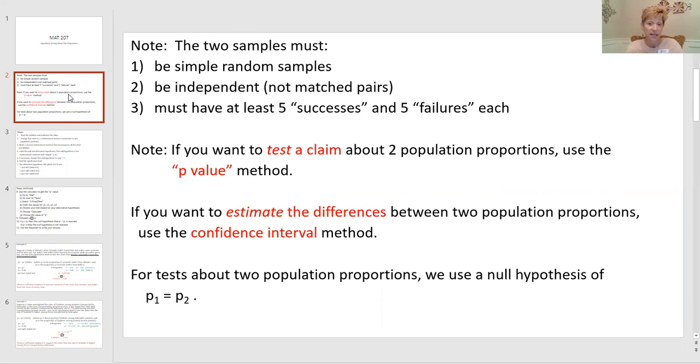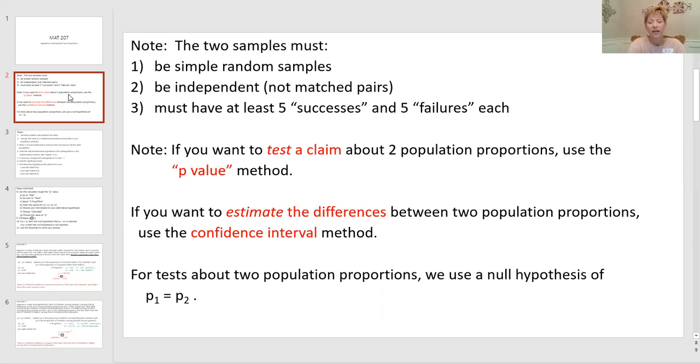a critical value, in other words, the Z score method, or a confidence interval method. What we're going to be doing is the P method, because the book reminds you if you want to test a claim about two population proportions, you need to use the p-value method. Okay, in other words, you could use that or critical scores. And since our calculators do the p-value pretty quickly, we're going to go with the p-value method.